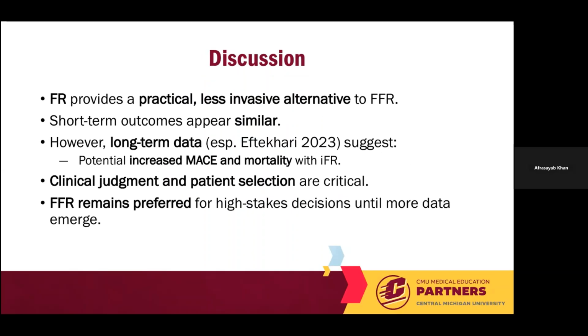And coming to procedural considerations, IFR does offer an easier workflow because it can be done faster and you don't have to use adenosine to induce hyperemia. FFR, however, has more robust long-term data, so that is the preferred modality right now.